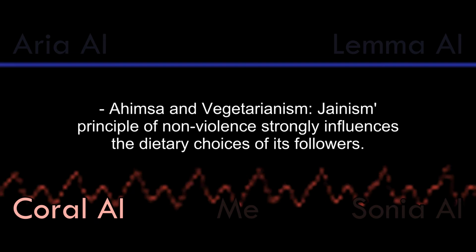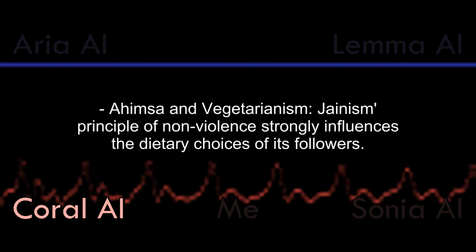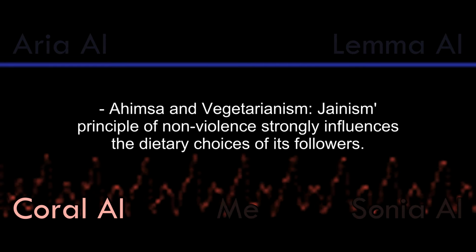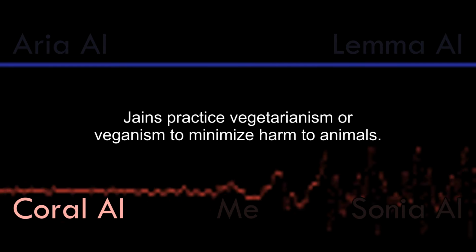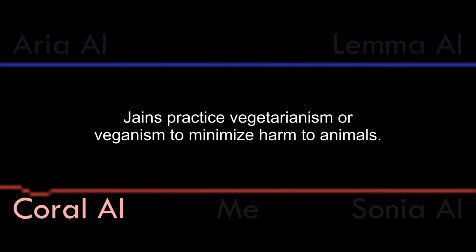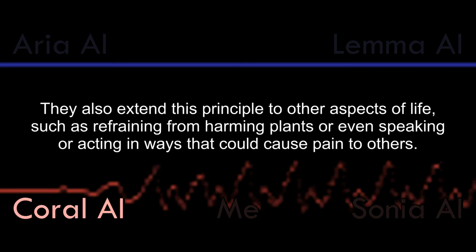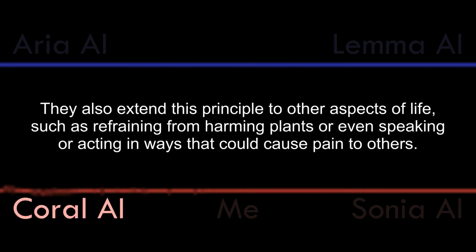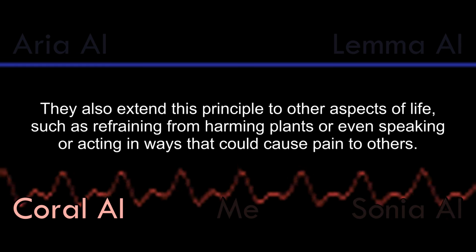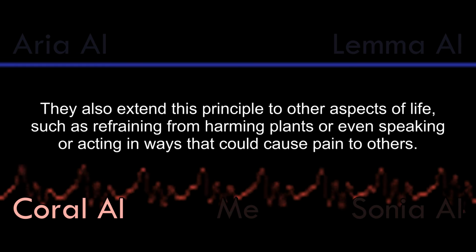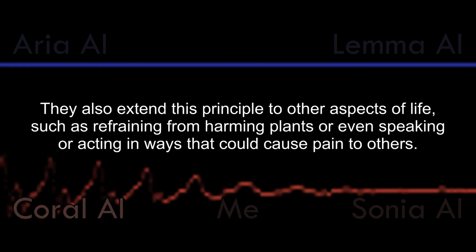Ahimsa and vegetarianism. The Jain principle of non-violence strongly influences the dietary choices of its followers. Jains practice vegetarianism or veganism to minimize harm to animals. They also extend this principle to other aspects of life, such as refraining from harming plants or even speaking or acting in ways that could cause pain to others.